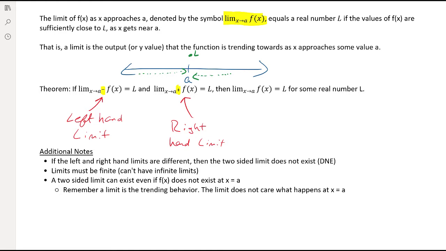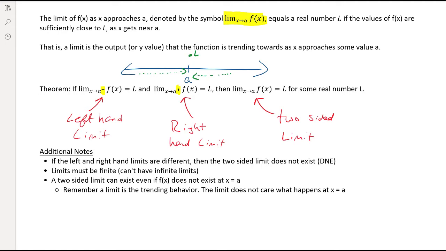And if we're also getting L, then what we're saying is this last limit here, the limit as x approaches a with, there's not any superscripts there. This means that this is what we call a two-sided limit. You're approaching both the left and right sides of this x value simultaneously.